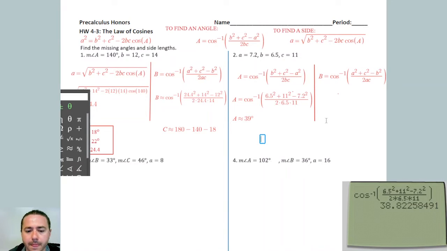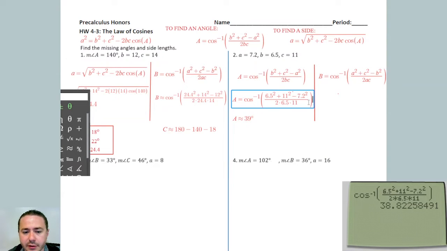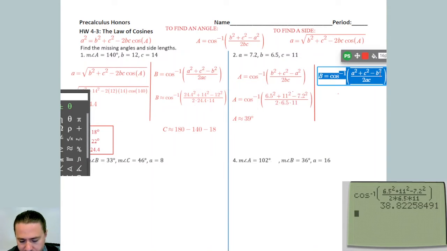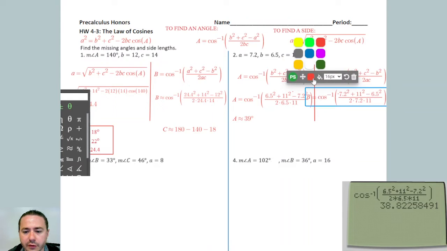And then let's find angle B. Okay, doing this exact same thing, except we're plugging in the correct sides. So here, side A is 7.2, side C is still 11, side B is 6.5, over 2 times 7.2 times C, which is 11. I might have to make this a little smaller.